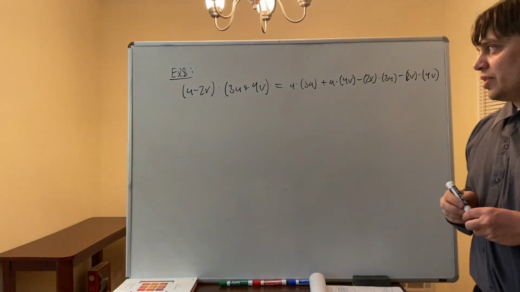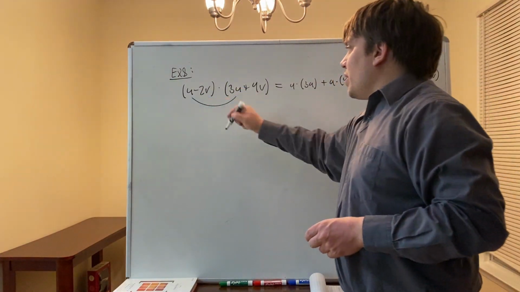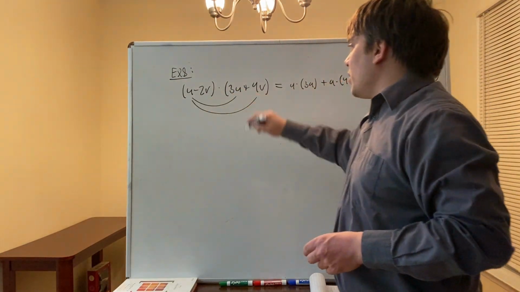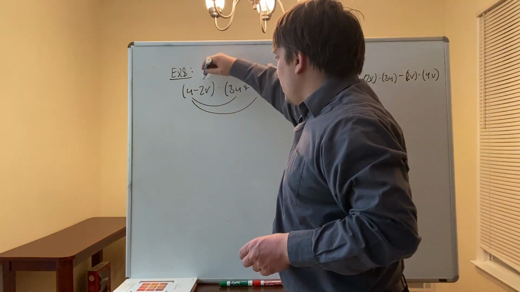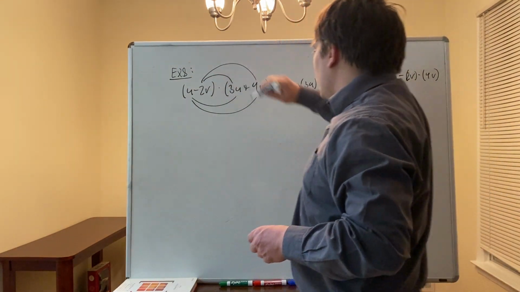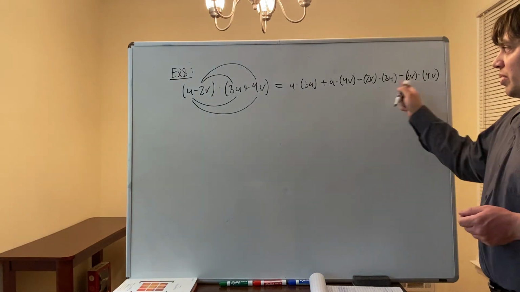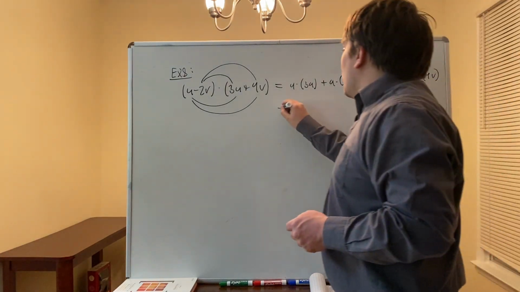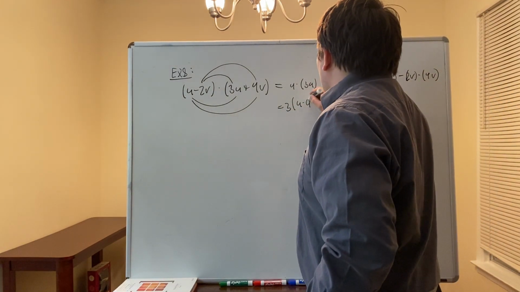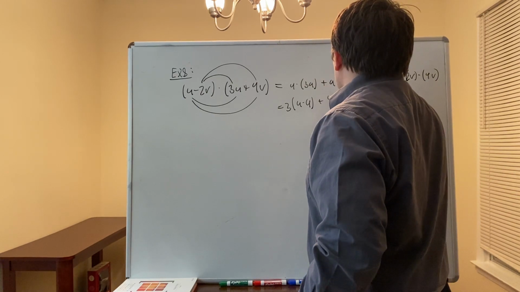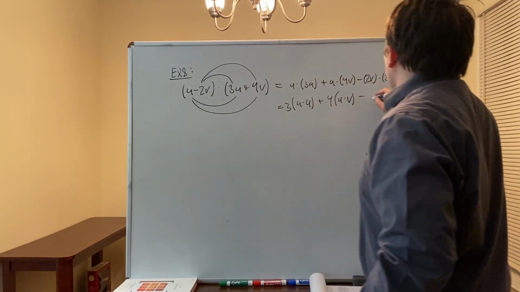And so you see how I did this. So I did u dotted with 3u, u dotted with 4v, and negative 2v dotted with 3u, and negative 2v dotted with 4v. I just moved the negative part. Okay. So this is the same as 3 times u dot u. This is plus 4 times u dot v. This is minus 6.